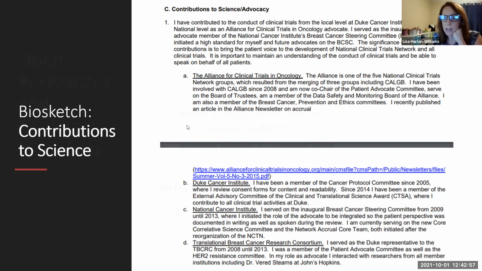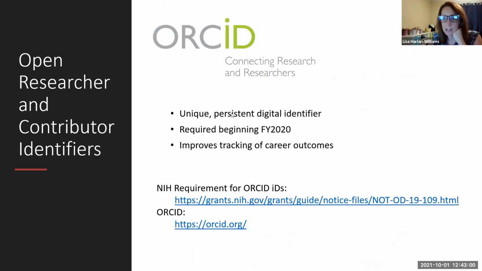Okay, so there's one other piece that if you don't have it, you'll be asked to get one. And this is called an ORCID. ORCID stands for Open Researcher and Contributor Identifier. It's a unique persistent digital identifier that is going to be required, well, it already is required by the NIH for everyone to have an ORCID. The link for the requirement is here, and then ORCID. So you go get this on your own, and then you can actually link your ORCID and your ERA Commons so that they're together.